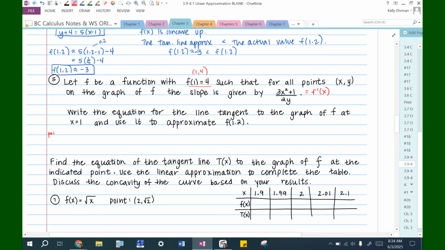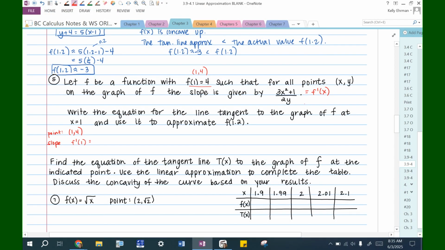I still like to write that down for myself. It's kind of nice to get in the pattern of always doing the same things for some of these problems so that you get these easy points. So I have a point. I need a slope. So I need to evaluate f prime of 1.